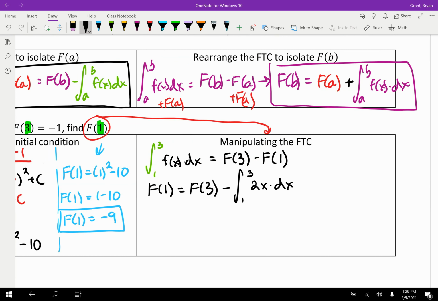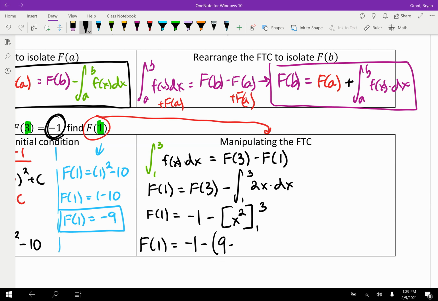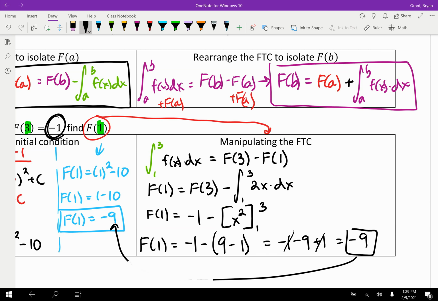Great. Now, all we have to do is determine all the values of the numbers on this side, and we're done. So F of 1 equals, they gave us the value of F of 3, that's negative 1, minus, and then this is just an antiderivative, x squared from 1 to 3. So capital F of 1 equals negative 1 minus, then it looks like we have 3 squared, which is 9, minus 1 squared, which is 1. Distributing that negative, negative 1 minus 9 plus 1 leaves us with a value of negative 9.